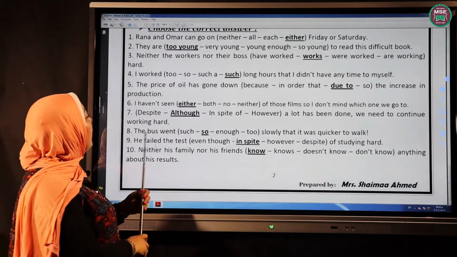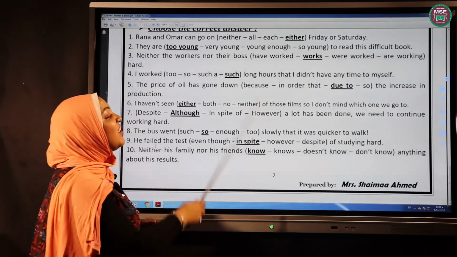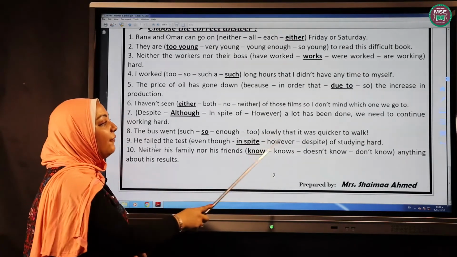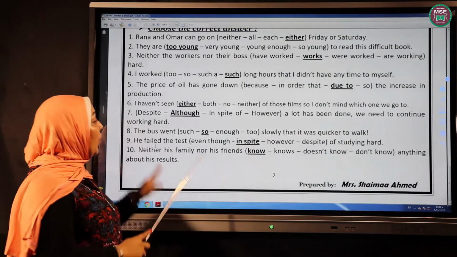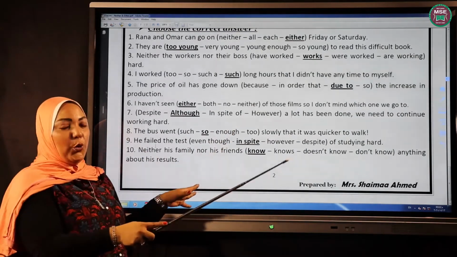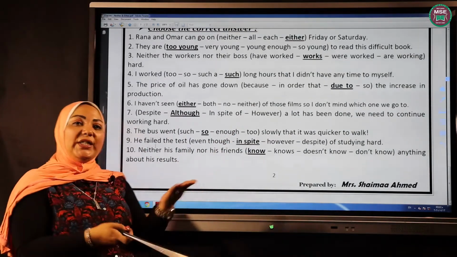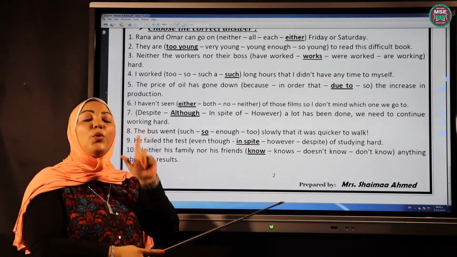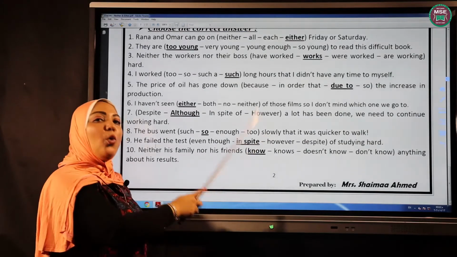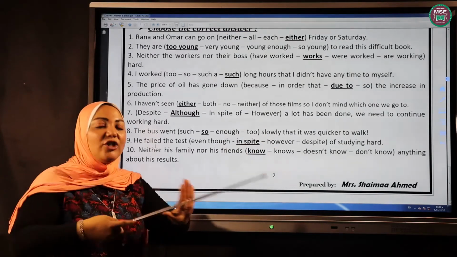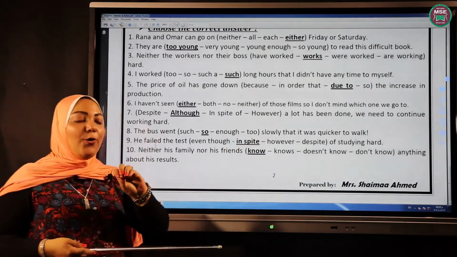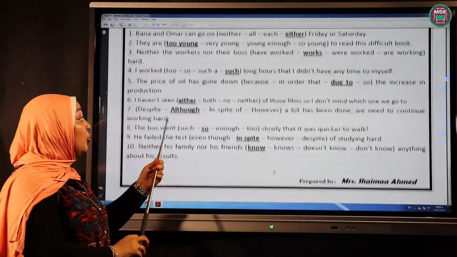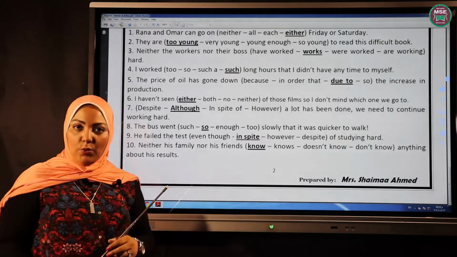Sentence 8, the bus went ___ slowly that it was quicker to walk. Here you have the linker that, so we are going to exclude enough or too, of course. We are going to choose between such and so. Look at the word here. It's an adverb or an adjective only, or followed by a noun? It's the adjective or the adverb only. So here we have the adverb without any noun following it. So we will not choose such, it will be so.